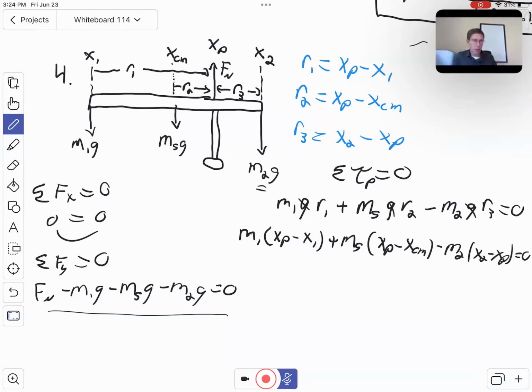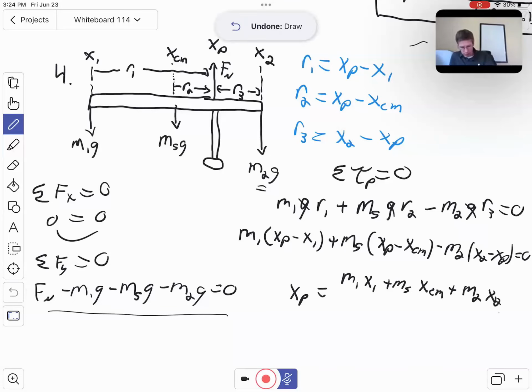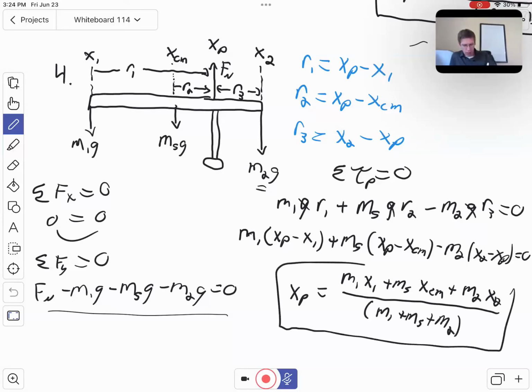So once again, you can do algebra. I'm going to skip the algebra for the sake of time, but I trust your ability to do algebra, and you should get XP equals M1 X1 plus the mass of the meter stick times X center mass plus M2 times X2, and then all divided by the net mass of the system, M1 plus the mass of the stick plus M2. So again, this is the equation you're going to be testing in this lab.